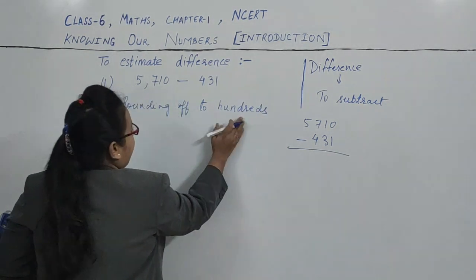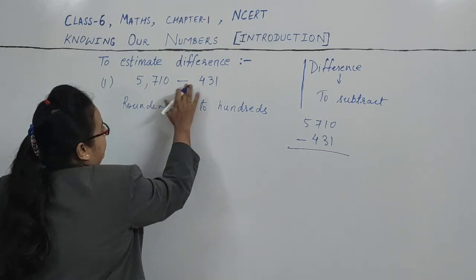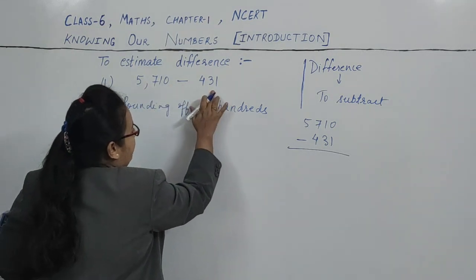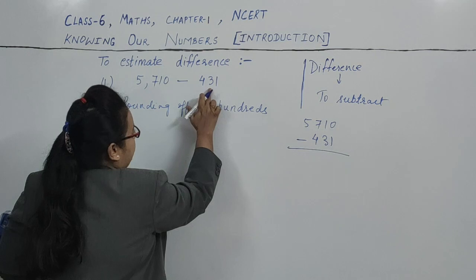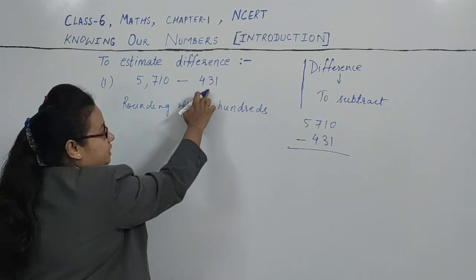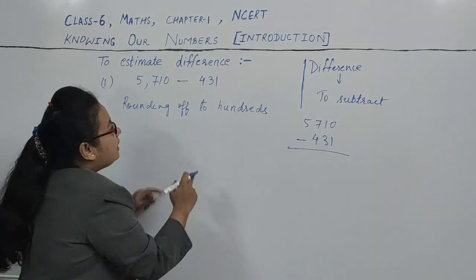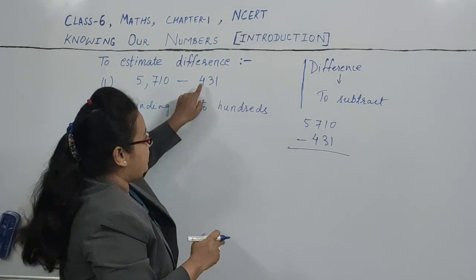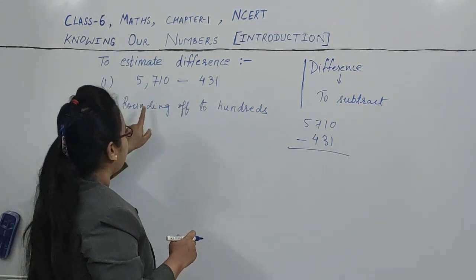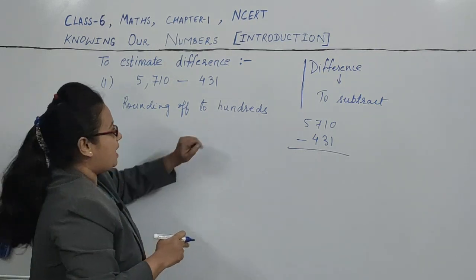To hundreds. Why are we rounding off to hundreds? We have to find which one is the smaller number. The smaller number is this one, and the greatest place for this smaller number is hundreds, after ones and tens. So we will round off both numbers to the nearest hundreds.